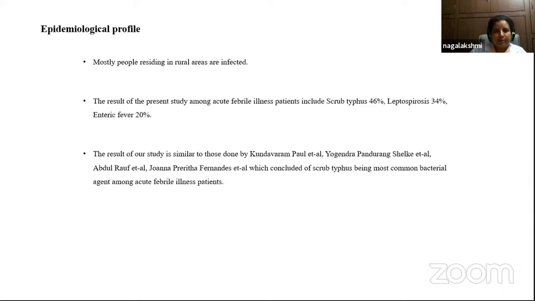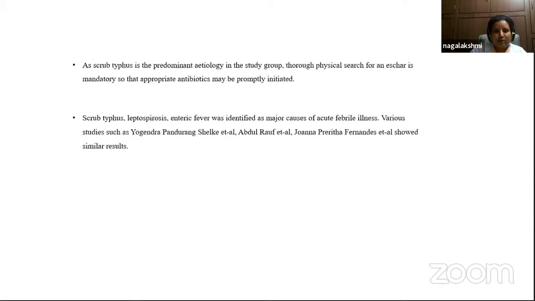Results of the present study among the acute febrile illness patients include Streptococcus 46%, leptospira 34%, enteric fever 20%. The result of our study is similar to those done by Kundavaram Paul et al., Yogendra Pondaram Shelke et al., Abdul Roy et al., and Joanna Prerita Fernandez et al., in which Streptococcus was the most common bacterial agent among febrile illness patients. As Streptococcus is the predominant etiology in the study, thorough physical search for an Eschar is mandatory so that appropriate antibiotics may be promptly initiated.